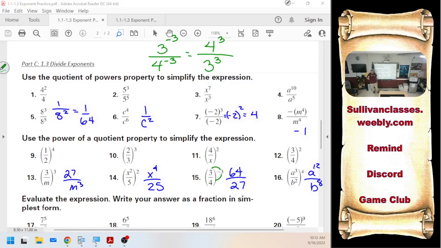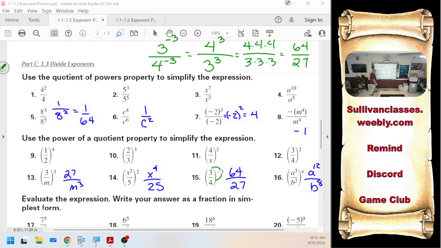But then after that, you have to evaluate them. Remember, this is 4 by 4 by 4. This is 3 by 3 by 3. That's why it's 64 over 27. Okay? Don't take 4 times 3. Don't take 3 times 3.